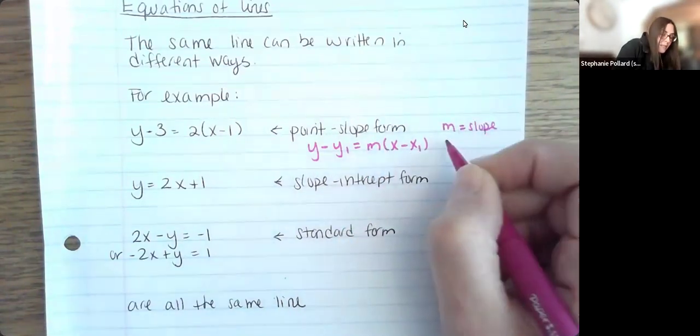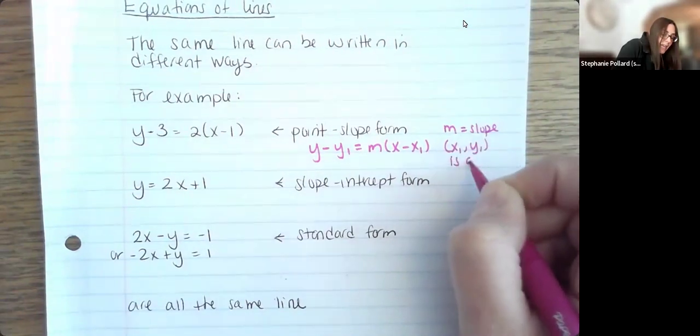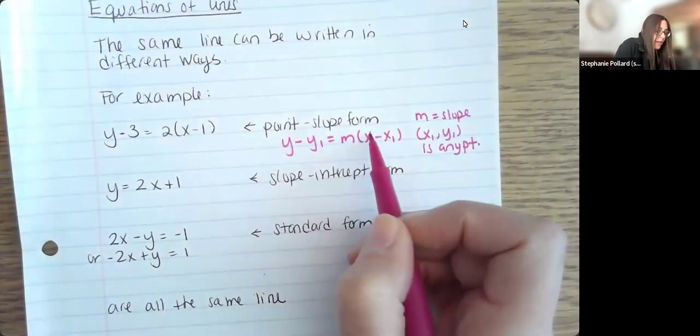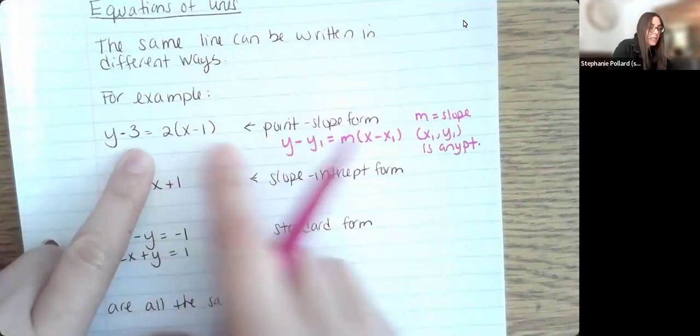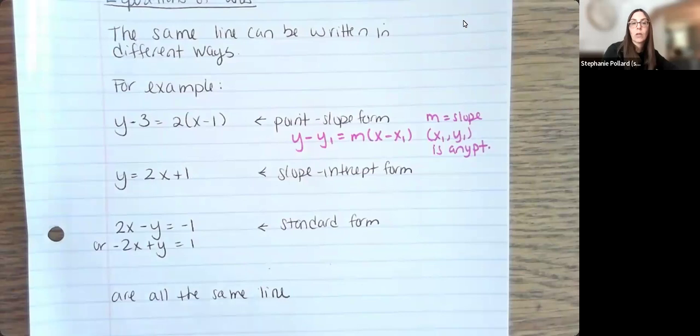And then what happens is that x1, y1 is any point that's on the line. So this x and y, and you can see it here, are variables in the problem, and the other piece gets filled in. So you need to know one point on that line in order to use this form. And this is what point slope form looks like.